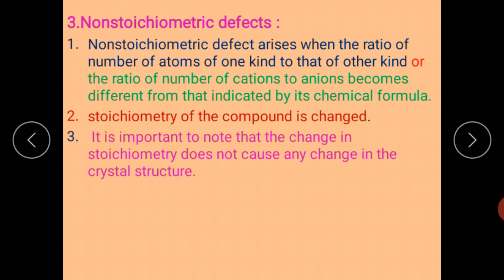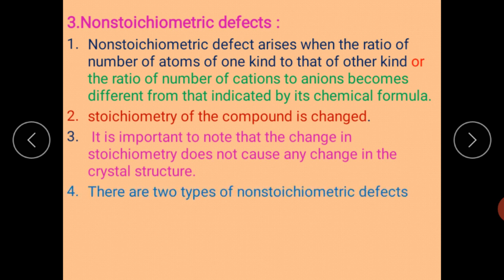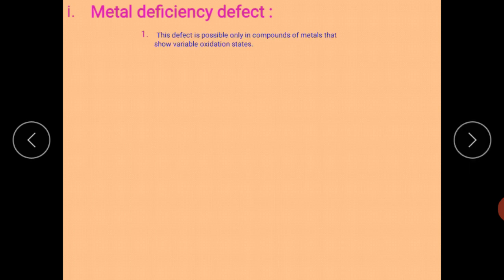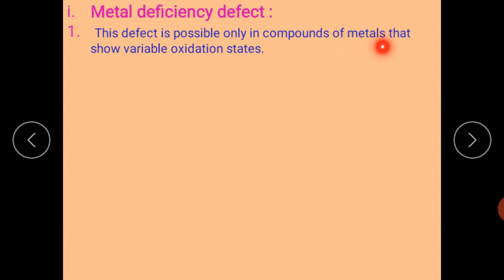In this non-stoichiometric defect, there are two types. First, the metal deficiency defect. This defect is possible only in compounds of metals that show variable oxidation states. This defect is possible only when the metals have variable oxidation states.